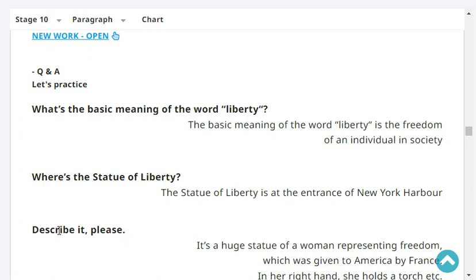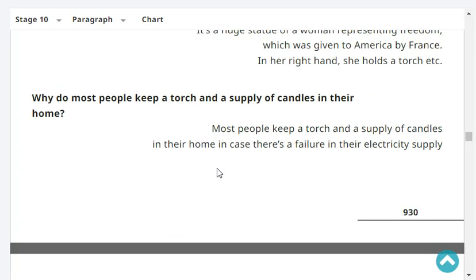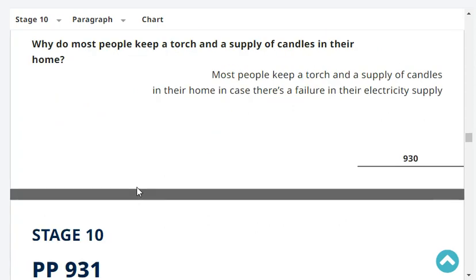Describe it, please. It's a huge statue of a woman representing freedom, which was given to America by France. In her right hand, she holds a torch, etc.